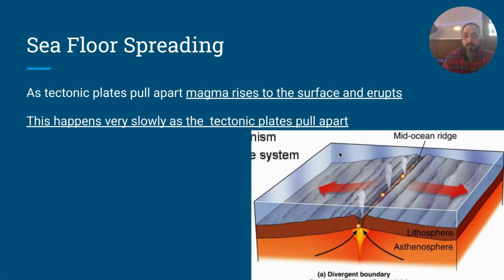As the tectonic plates pull apart, magma rises to the surface and erupts. This happens very slowly as the tectonic plates move apart. They're moving at about 1 centimeter apart at the mid-ocean ridge in the Atlantic between Europe and North America. So that's about how fast they're moving, 1 centimeter per year, which is not a whole lot, not very quick.